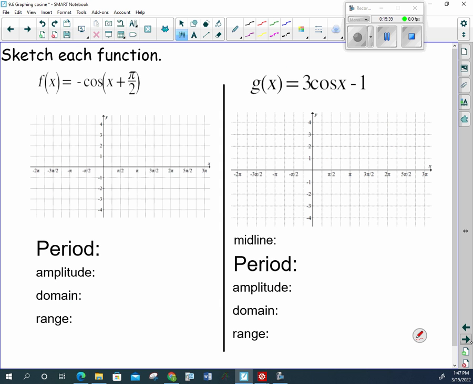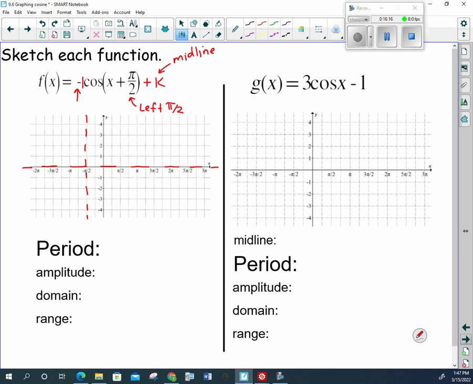Okay, I'm looking at this one. I notice it's a cosine curve. So I also notice a negative, so that means it's going to reflect. And there's a 1 there, so my amplitude is 1. I've got a phase shift, so this is going left pi over 2. And the plus k, not there, so my midline is going to be at y equals 0. So that's our x-axis. Y equals 0 is your midline. All right, and I'm going left pi over 2, so here's left pi over 2.